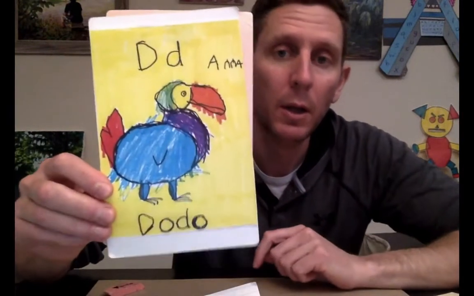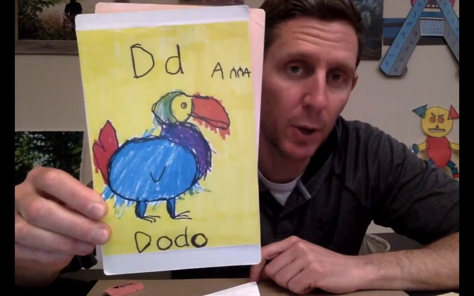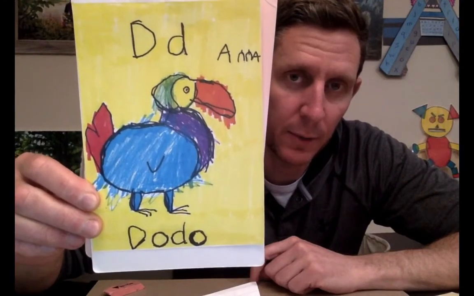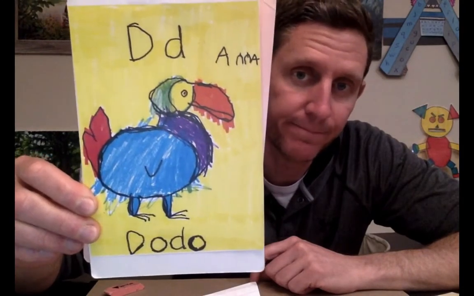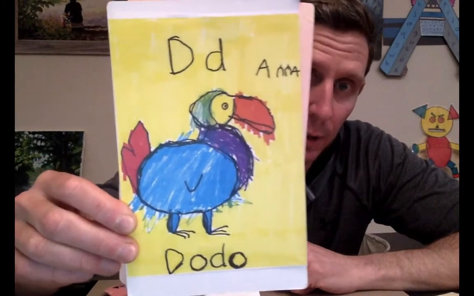D, dog, D. Or could be a D, dodo, D. Dodo is another bird. Anna did this one. We talked about how the dodos were extinct. It means they're not around anymore. Thought this was a fantastic drawing though. Nice colors.